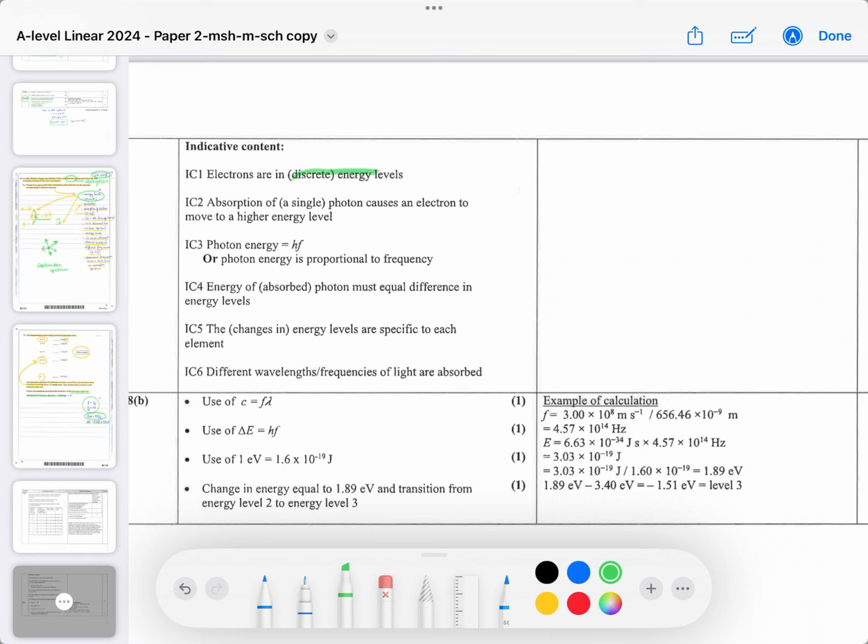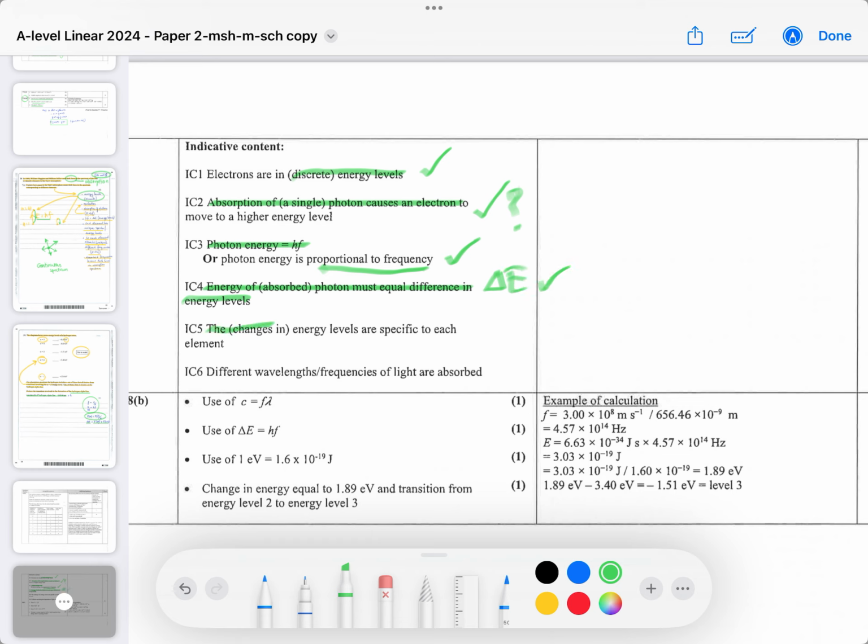Electron discrete energy levels, yes, I got that mark. Absorption of a single photon causes an electron to move to a higher energy level. I'm not sure if I wrote it or spoke it, so if I didn't write it, I might lose a mark, but I did mention it. Photon energy equal to hf, so it's proportional to frequency. I think I've got that. Energy of the absorbed photon must equal the difference in energy levels. I mentioned that. I put it down as delta E, so I've got that one.